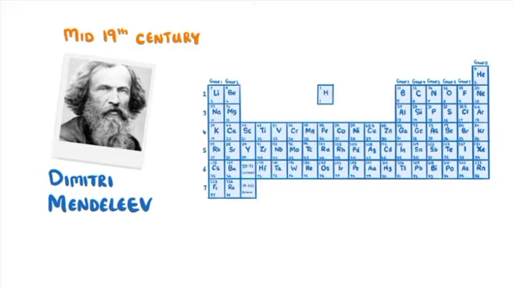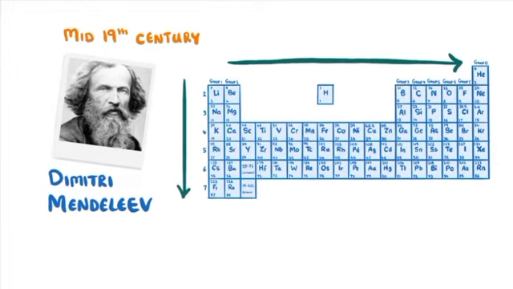Just like a book, it's read from left to right and from top to bottom, with the elements arranged in order of increasing atomic number, which represents the number of protons in the atoms of that element.